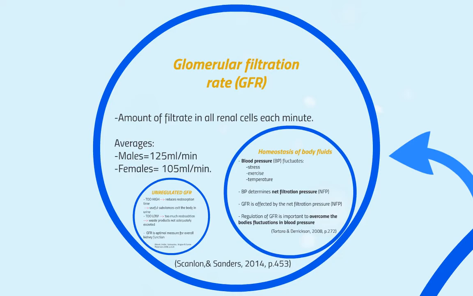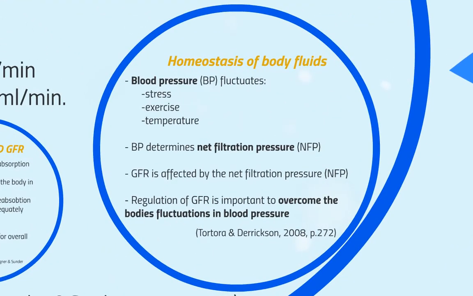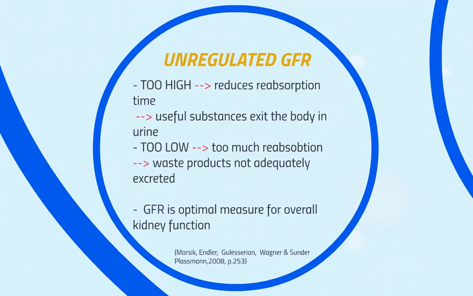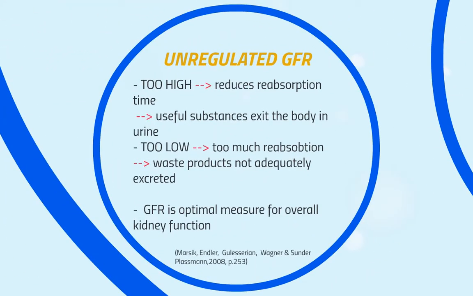In males, it's about 125 milliliters per minute, and in females, 105. The glomerular filtration rate plays an integral role in maintaining homeostasis of bodily fluids. Blood pressure fluctuates in the body due to a variety of stresses such as exercise, so regulating GFR is important in order to overcome the body's natural fluctuations in blood pressure. An unregulated GFR can cause problems.